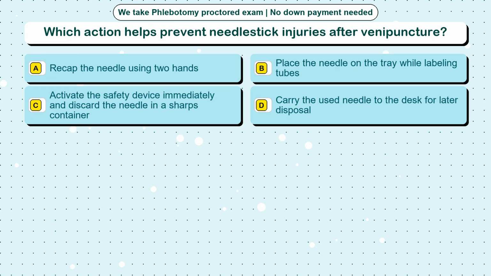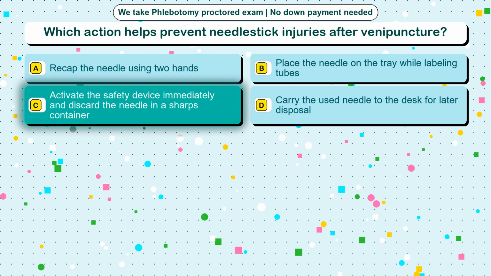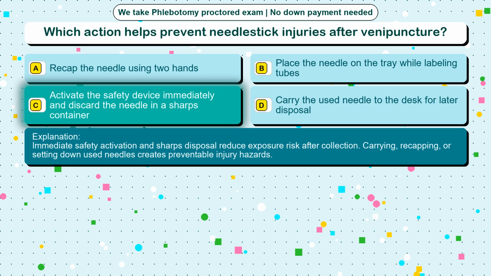Question 25. Which action helps prevent needle stick injuries after venipuncture? Option A, recap the needle using 2 hands. Option B, place the needle on the tray while labeling tubes. Option C, activate the safety device immediately and discard the needle in a sharps container. Option D, carry the used needle to the desk for later disposal. The correct answer is option C, activate the safety device immediately and discard the needle in a sharps container. Immediate safety activation and sharps disposal reduce exposure risk after collection. Carrying, recapping, or setting down used needles creates preventable injury hazards.